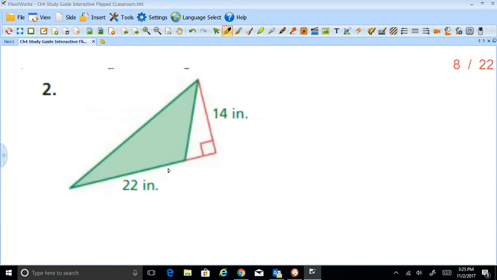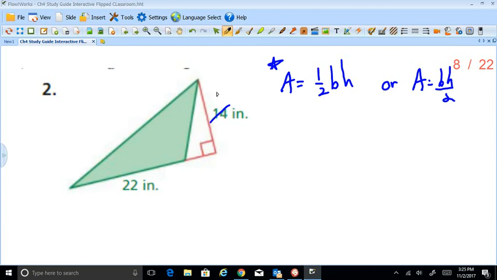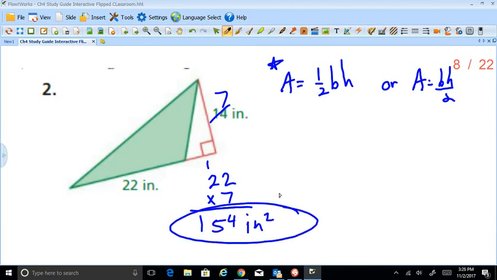Number 2 is a triangle. Formula that we're going to use most of the time is area is equal to 1/2 times base times height. Of course, you could always rewrite that as base times height divided by 2, but again, we're going to use that most frequently. So I'm going to take half of one of my dimensions. I'm going to take half of 14, make that a 7. And now I'm just going to do 22 times 7, and that's going to give us 154 square inches. Again, area, you must have square units.